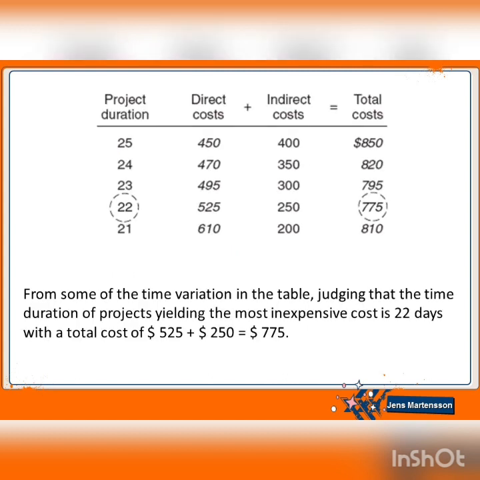From the sum of the time variations in the table, we can judge that the project duration yielding the most inexpensive cost is 22 days, with a total cost of $775.